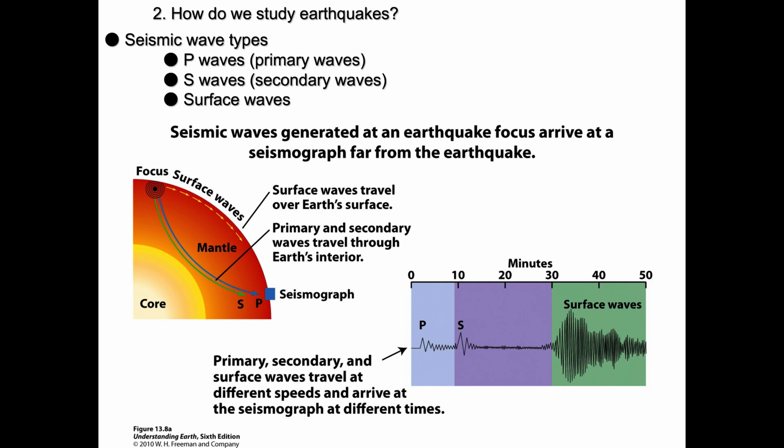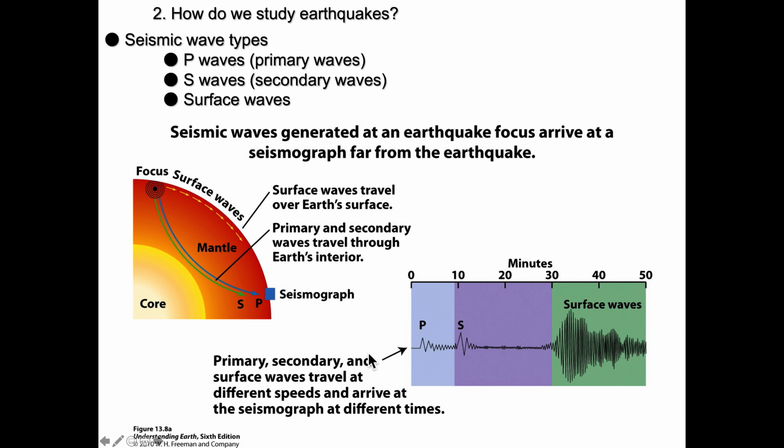These seismic waves are going to be generated at an earthquake focus, arriving at a seismograph at some distance from the earthquake. It doesn't have to be far. Now, if we measure the nearest expression of the seismic wave, it will be right above the focus. And that's called the epicenter. So all waves are going to travel from the focus, both the surface waves after they reach the surface and the body waves that are traveling through the body.